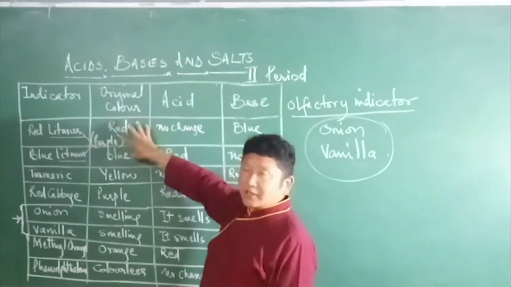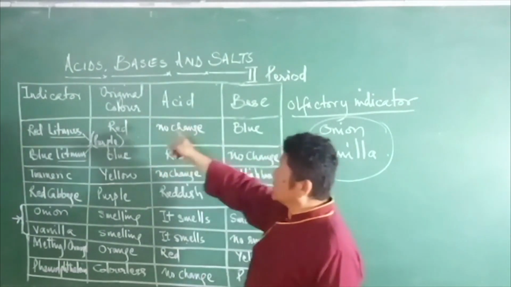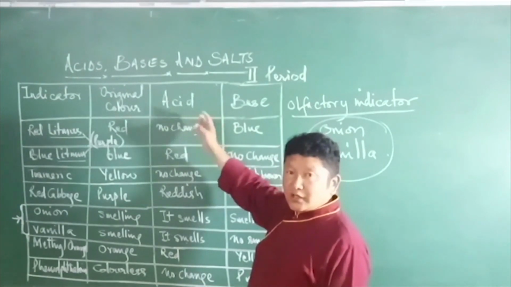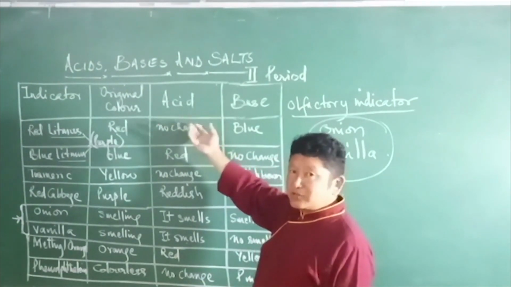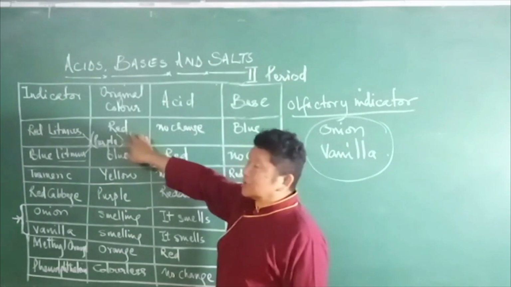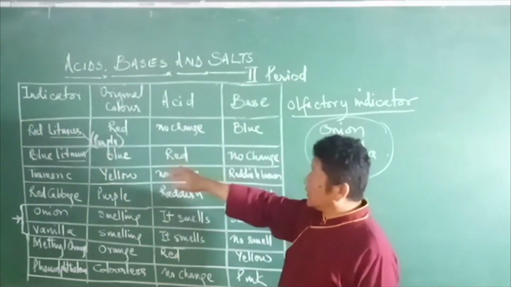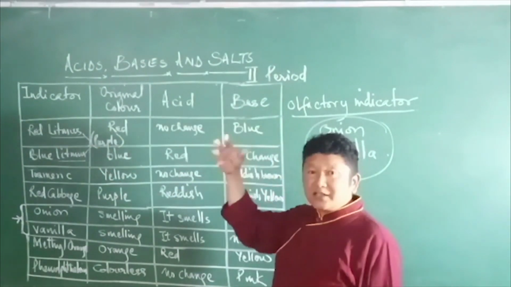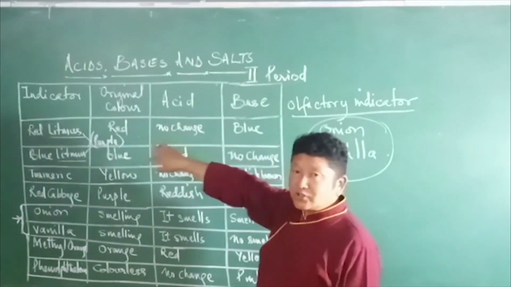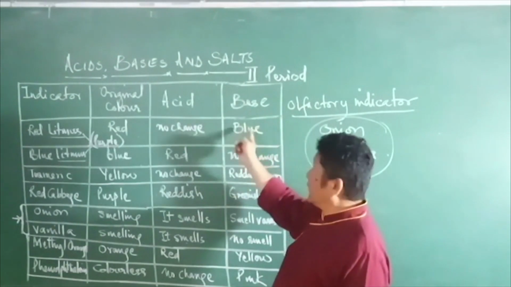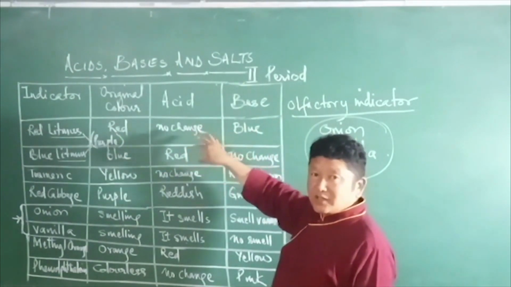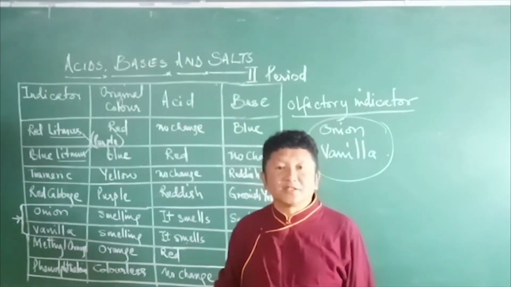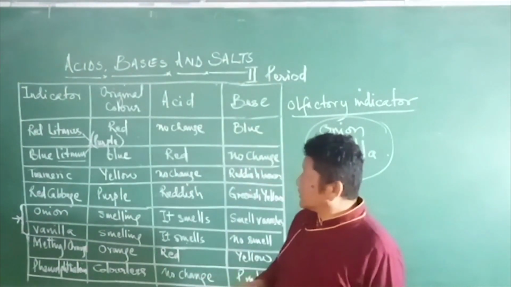So red litmus, when it comes in contact with acid, the color remains red. So no change in color. Its original color is red. But this red litmus, when it comes in contact with base, it gets converted into blue. Red changes to blue when the substance contains base.